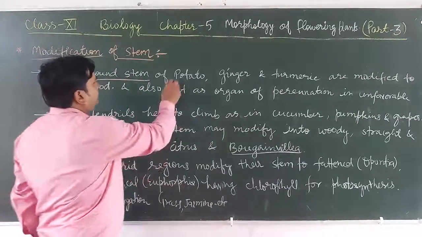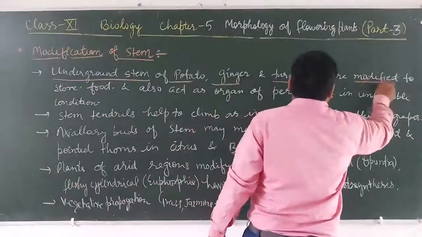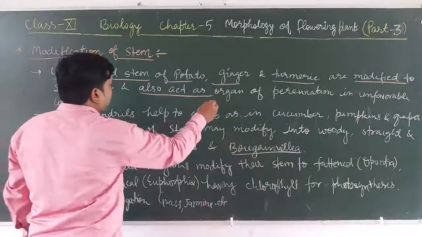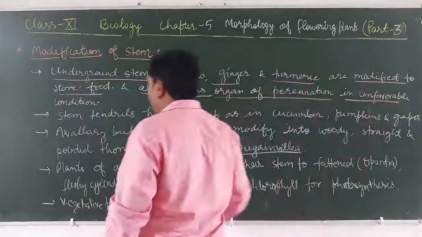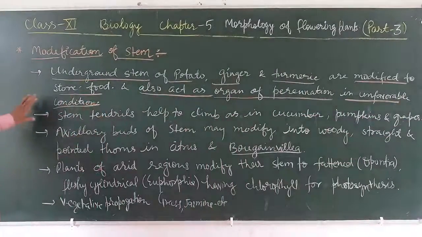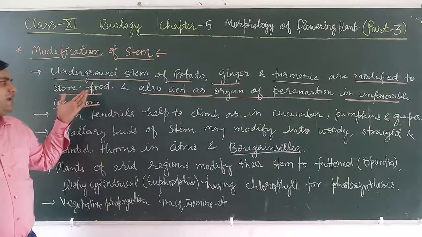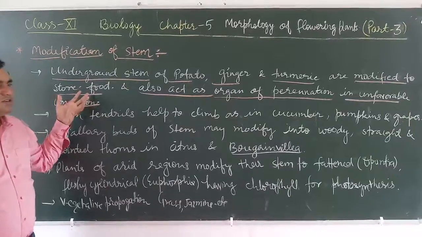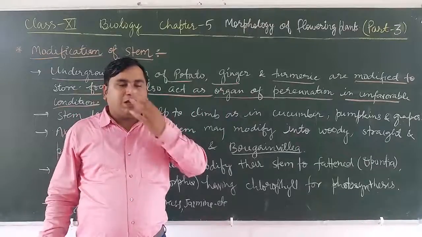The underground stems of potato, ginger, turmeric and so on are modified to store food and also act as organs of perennation in unfavorable conditions. This is the first point, in which you can see underground stems of potato, ginger, turmeric, etc. are modified for storing food materials. So we use these potatoes and gingers in our daily life as food.